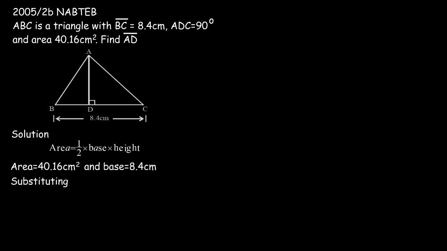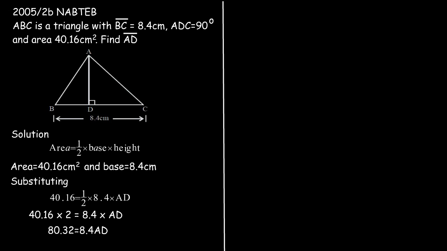So we are looking for our height, which is AD. Now substituting, it becomes 40.16 is equal to 1 over 2 times 8.4 times AD. Simplifying further by cross multiplying, it becomes 40.16 times 2 is equal to 8.4 times AD. Multiplying both sides becomes 80.32 is equal to 8.4 AD. Now dividing both sides by 8.4, it becomes 80.32 divided by 8.4 is equal to AD, which makes AD equal to 9.56 centimeter.